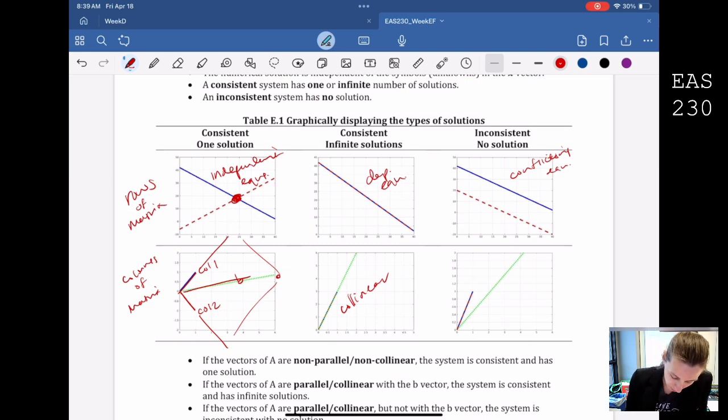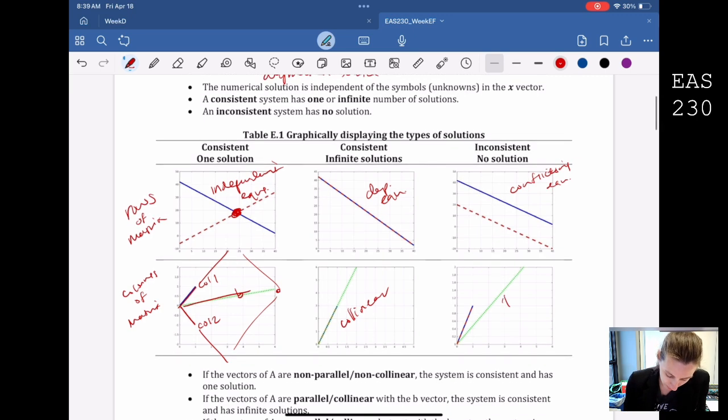That happens if our column 1 and column 2 are the same line, but our B vector is not in that same space. Our B vector does not exist with the vectors of our A matrix. So B is not in the same space. It's not collinear. It's conflicting information.